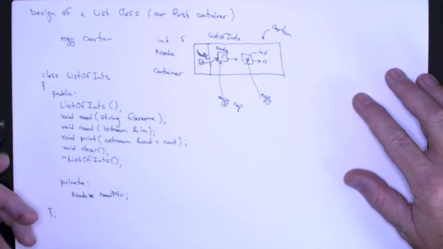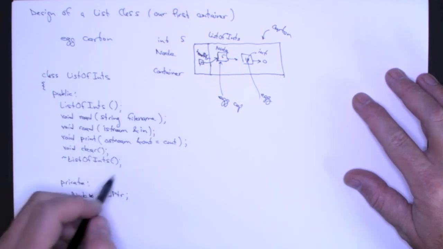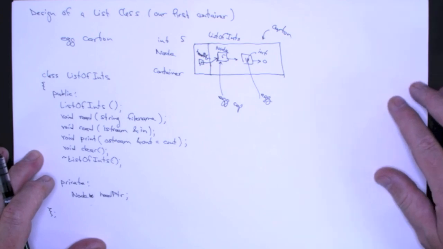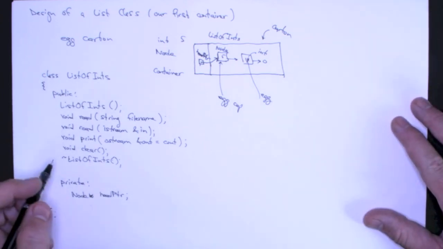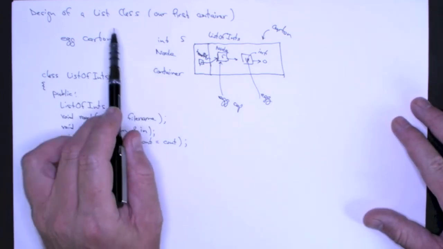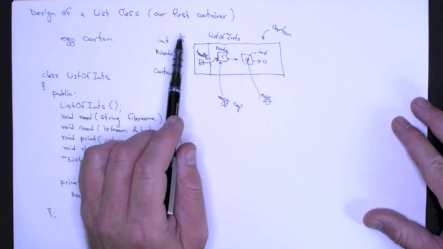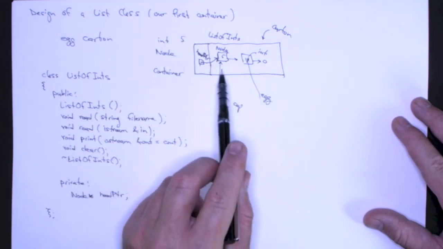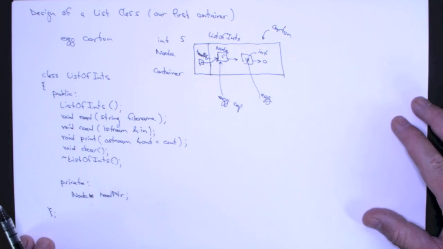So this is the design, a simple design. There are some other methods we could implement here, and we'll talk about those later. But this is the simple design of a list class, our first container, using a singly linked list of nodes of integers.